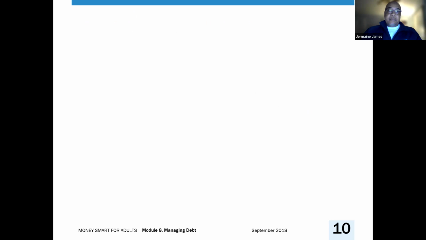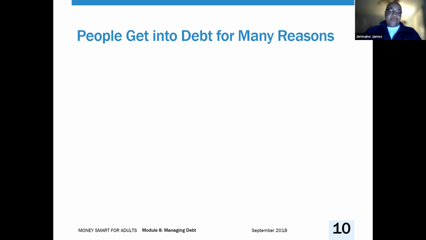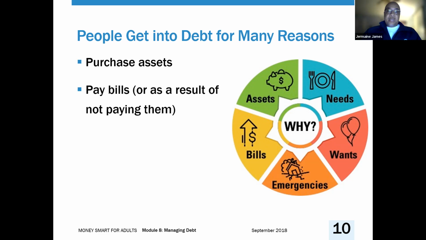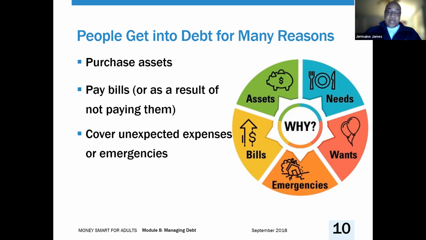With that being said, people get into debt for many different reasons. The picture you're going to see on your screen is an illustration of some of the things people may find themselves in debt over. So we'll go through this. At the top could be purchasing assets, paying bills or as a result of not paying them, covering unexpected expenses or emergencies.